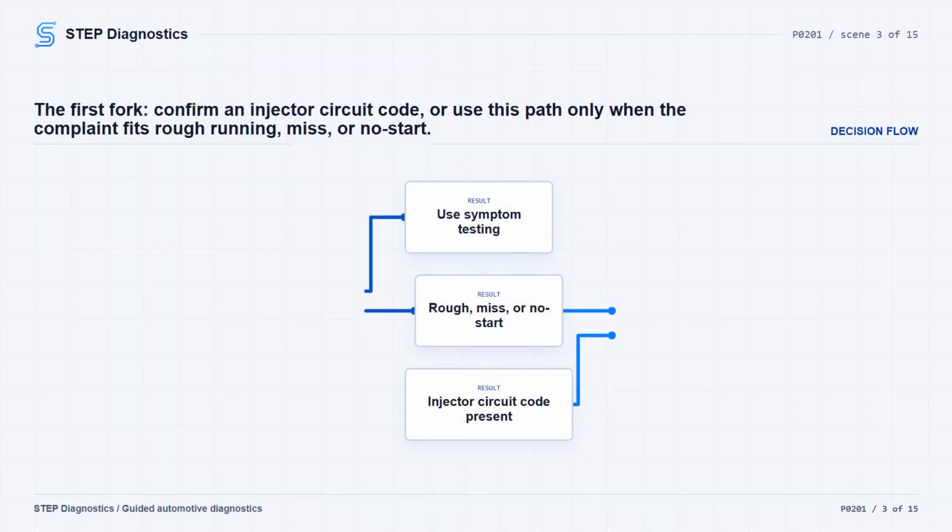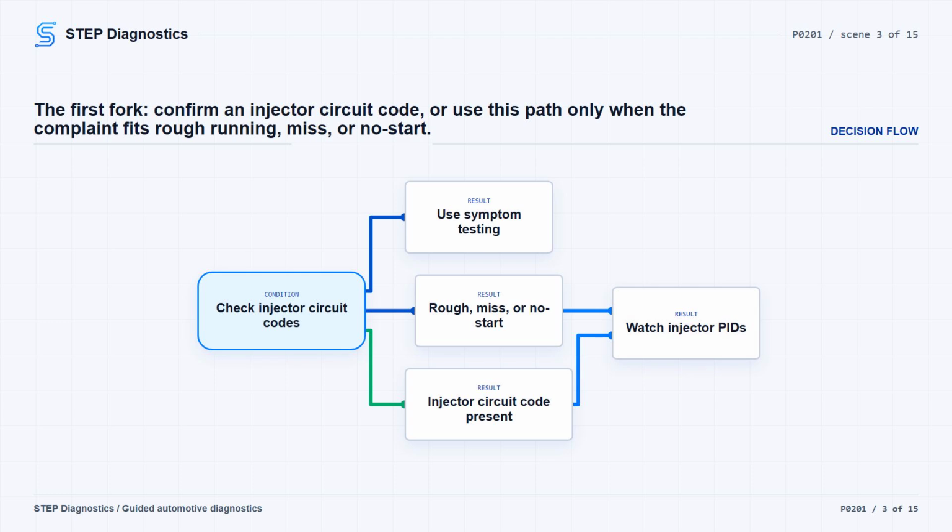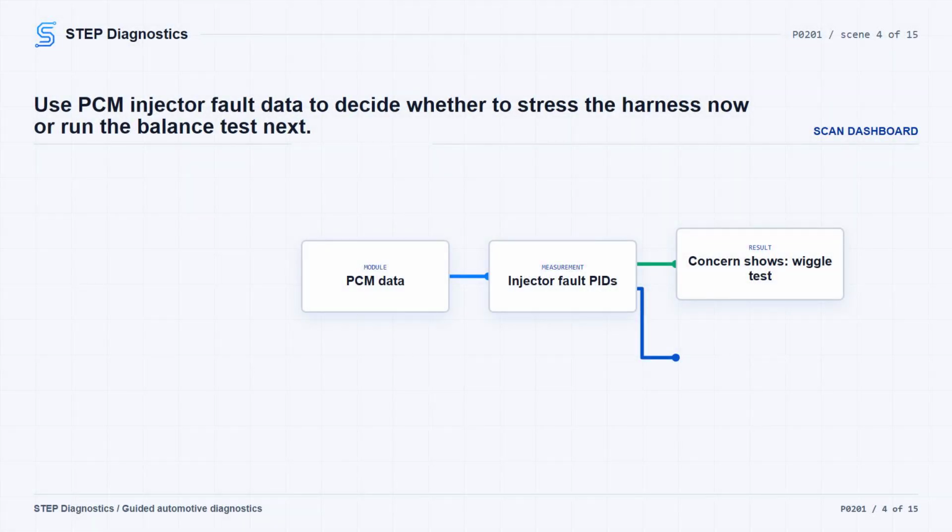Start by checking for direct fuel injector circuit codes. If one of those injector circuit faults is present, continue into this injector circuit diagnostic path. If the code is not present but the vehicle has a no start, rough idle, or miss, continue here as well. If that is not the complaint, move back to symptom-based testing instead of forcing this circuit chart onto the vehicle. With the ignition on, go into the PCM data and watch the individual injector fault PIDs along with the overall injector fault mode PID.